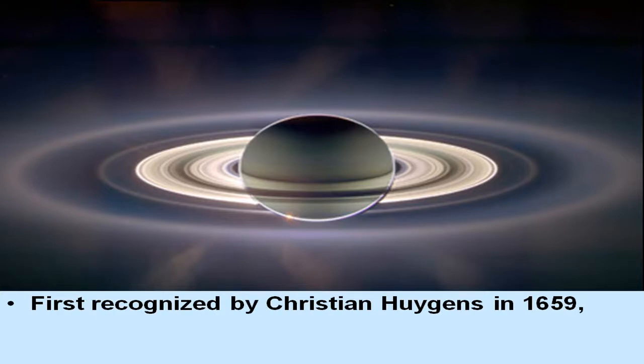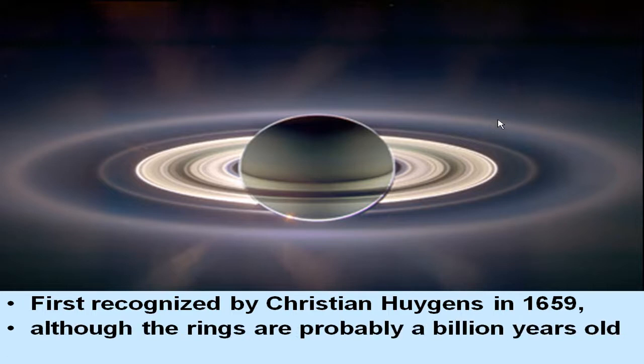The ring system was first recognized as such by Christian Huygens in 1659. Now we note that Galileo had seen the rings of Saturn way back in 1609, but he called them the ears of Saturn. He didn't know what they were, and with his resolution, they just looked like ears on the planet. But Huygens recognized that they were indeed rings. The rings are probably 1 billion years old, so the fact that they were first recognized more than 300 years ago is great, but they've been around a lot longer than what we've recognized.